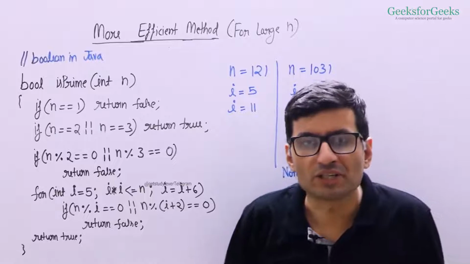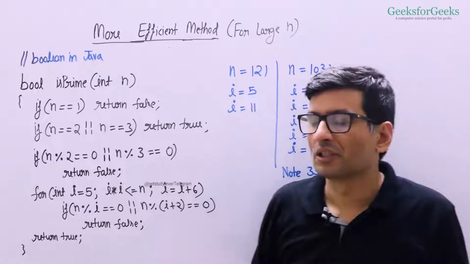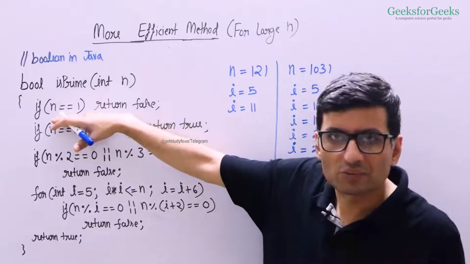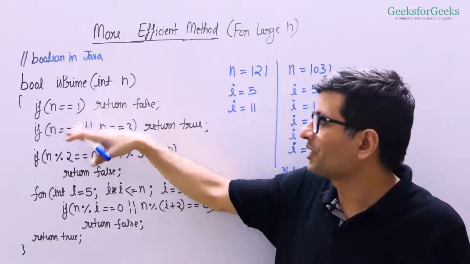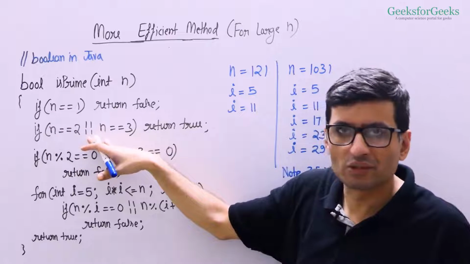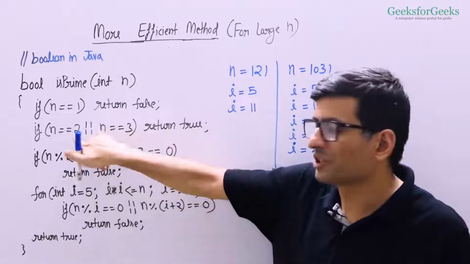Here is the implementation of the more efficient approach. So first thing we do is we check if n is 1. Because 1 is not a prime number, we return false. Now we are checking for n equal to 2 and n equal to 3. Why are we checking now for these two?